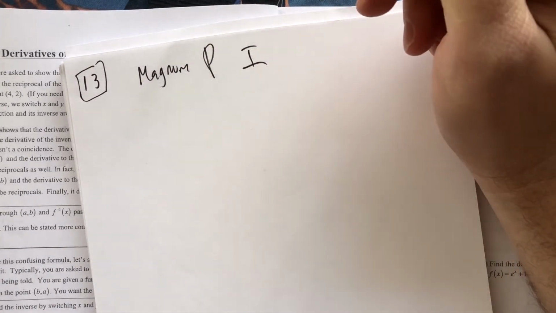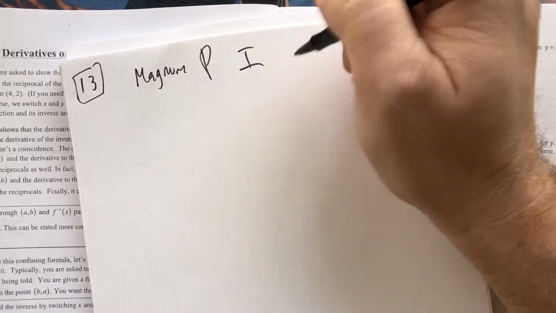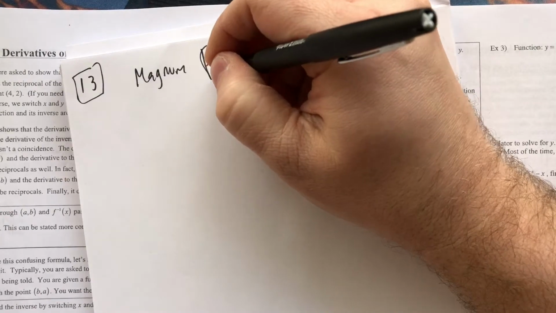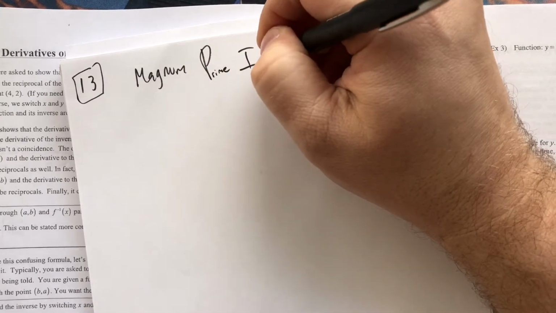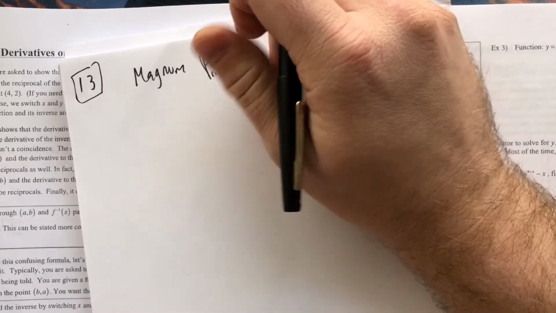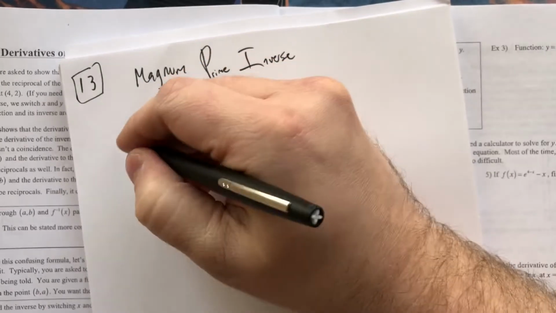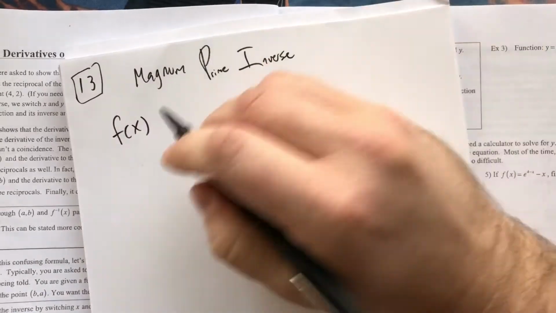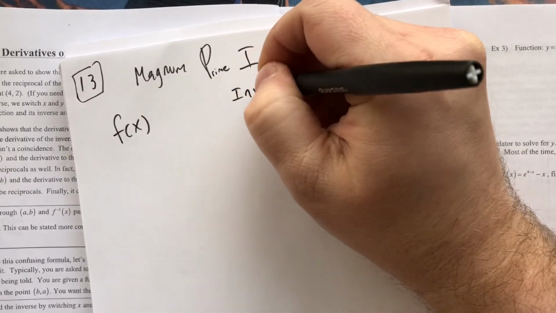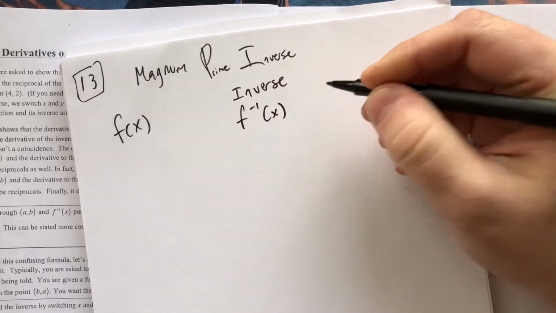It's an old show. I think they rebooted it recently, but P and I stands for private investigator in the show. Here, P stands for prime, and I stands for inverse. If you remember Magnum Pi, that can help us remember the order that we're going to be using this formula. So basically, you have f of x, and then you have its inverse, which we call f inverse x.